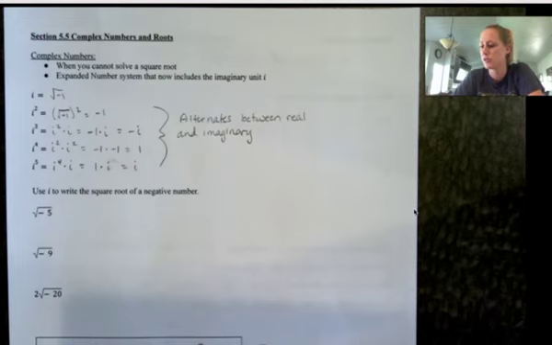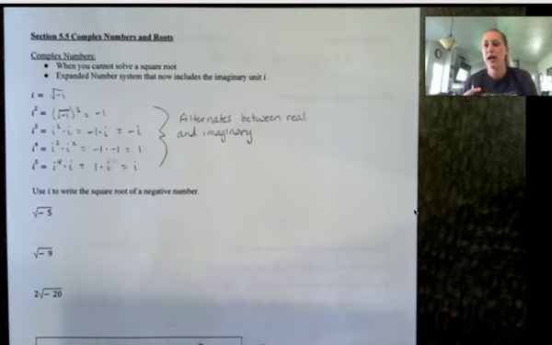In this video, we are going to start talking about complex numbers and how to write our answers using the imaginary unit i when we don't have any real solutions. So complex numbers, when we take the square root of a negative, that's where this comes into play.